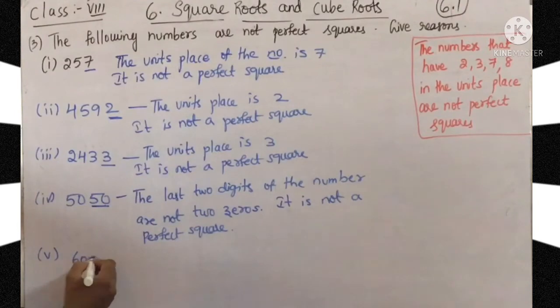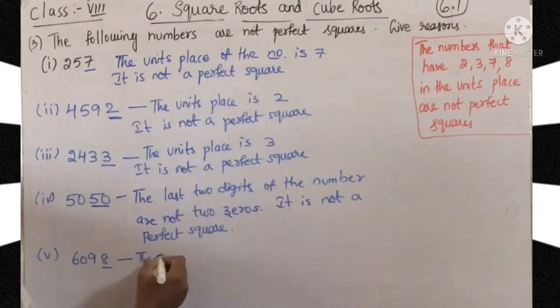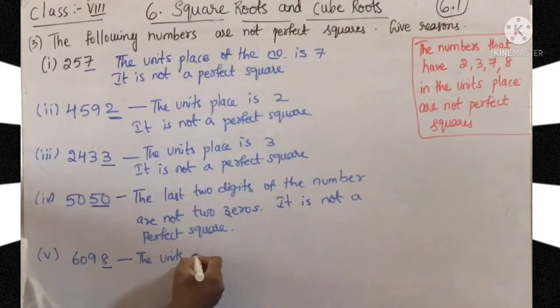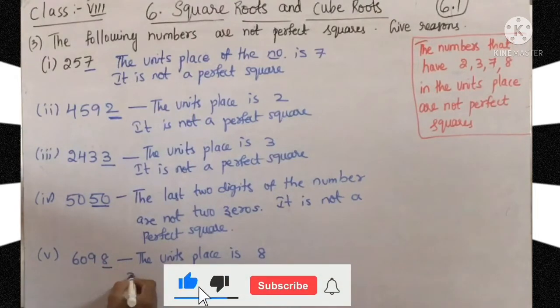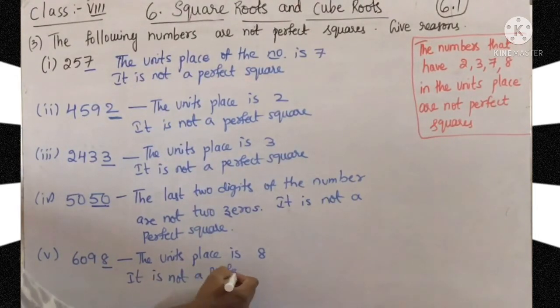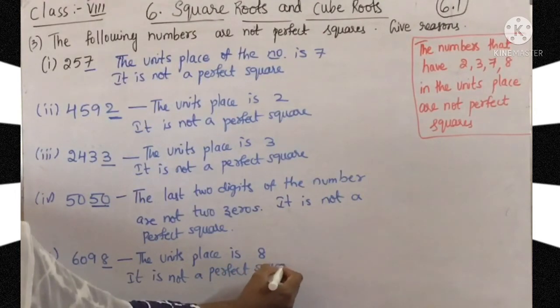And coming to last one, 6098. What is the unit digit? 9. The units place is 8. Sorry. Therefore, it is not a perfect square.